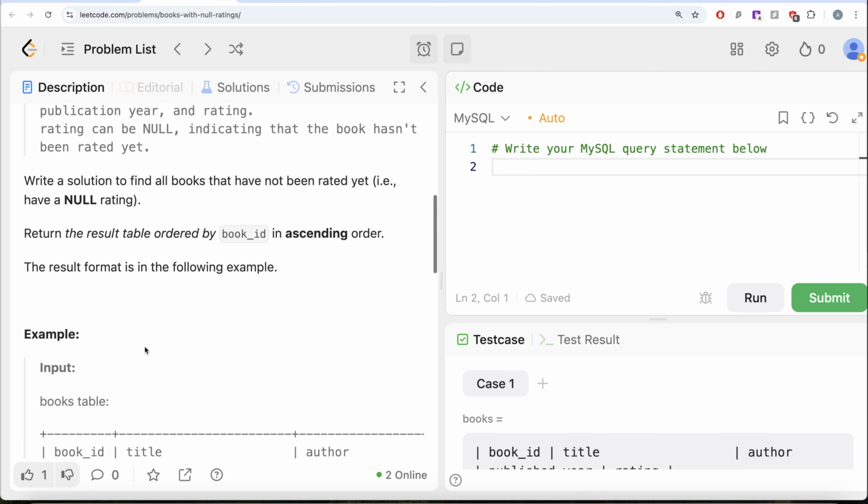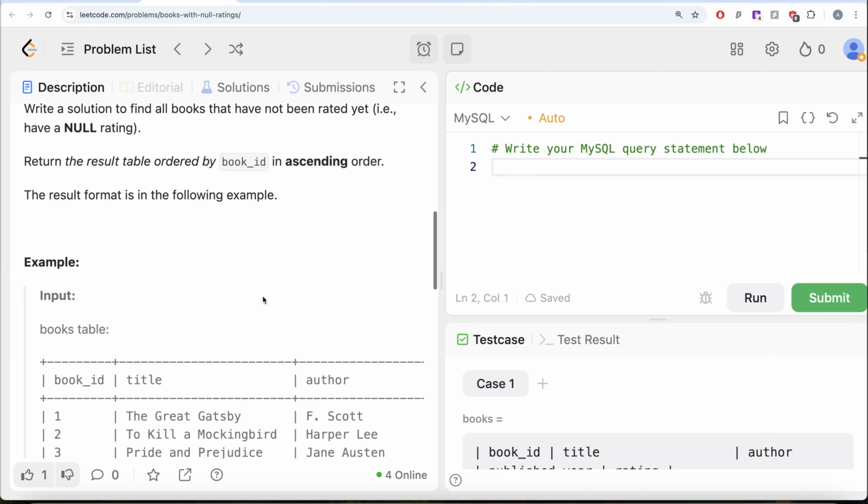Okay, we are asked to write a solution to find all books that has not been rated yet, that is, they have a null rating. Return the result table ordered by book ID in ascending order. Okay, let's go through this example.